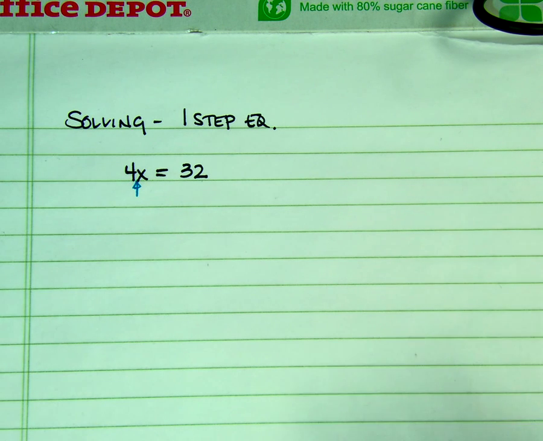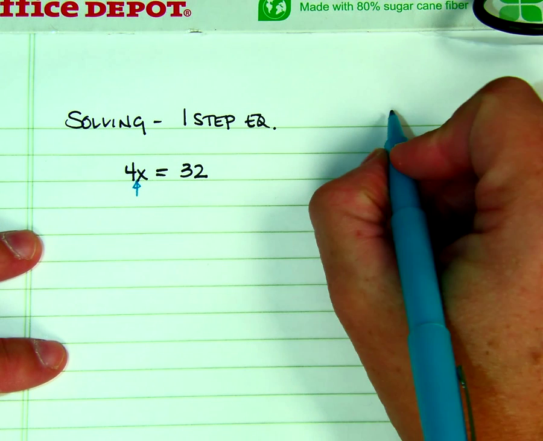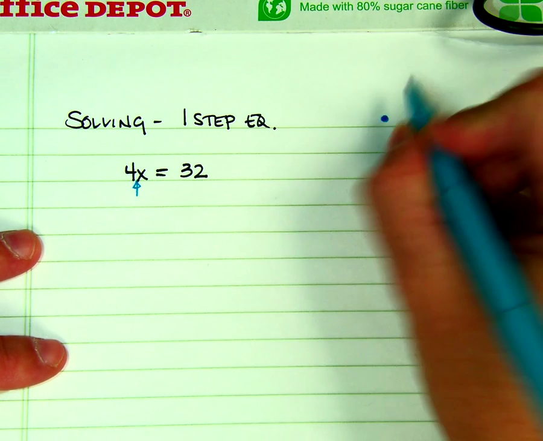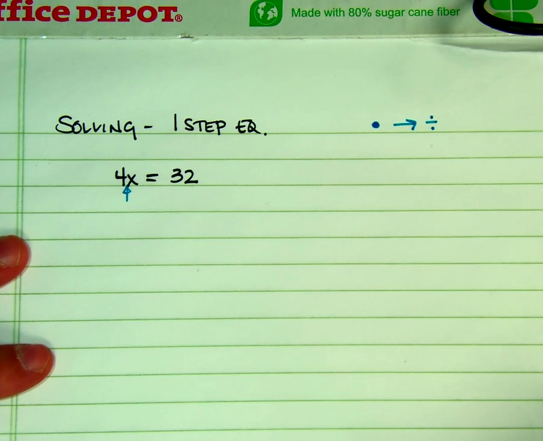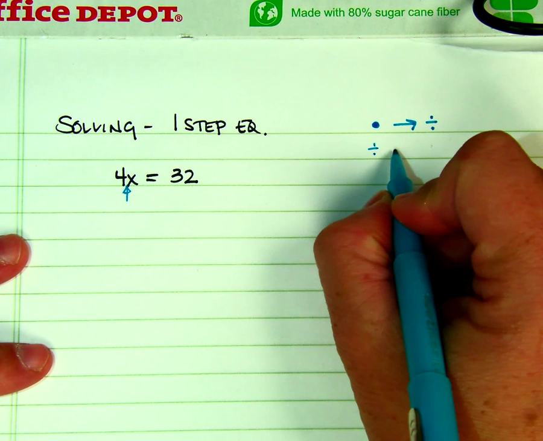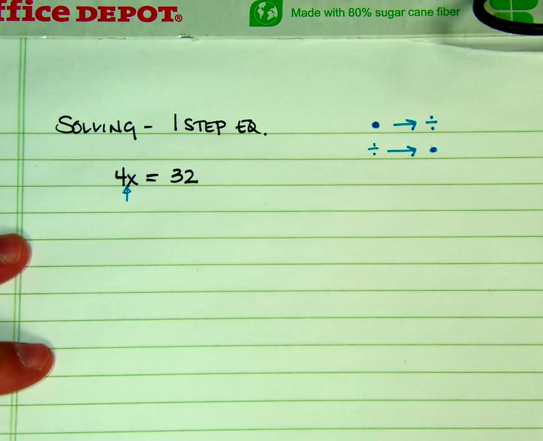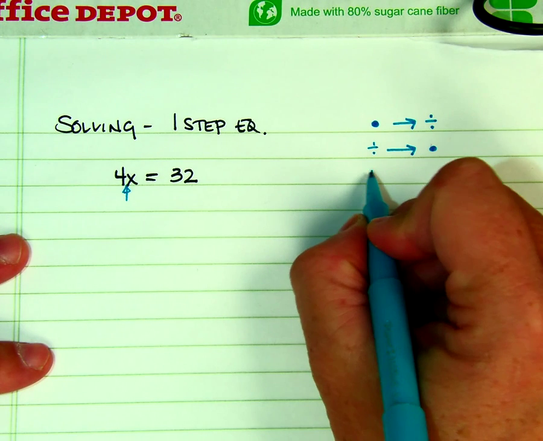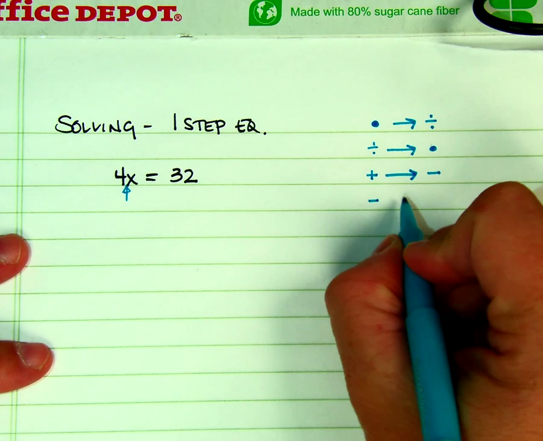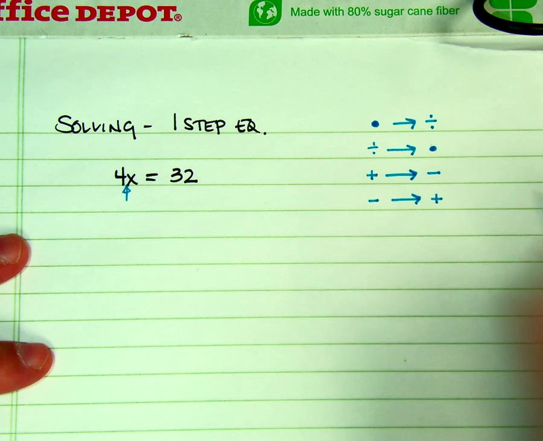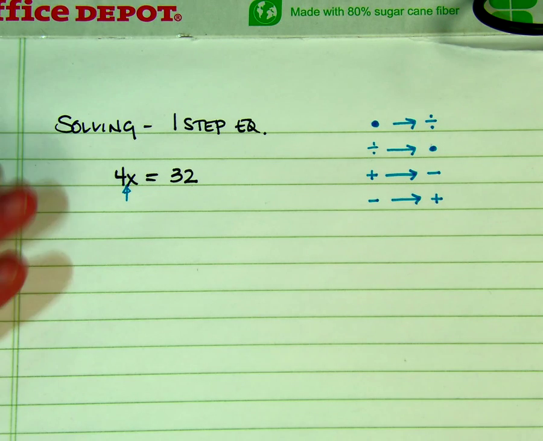When we are solving any equation, you're always thinking about the inverse operation. So what undoes another operation? If we are multiplying, division undoes it. If we are dividing, multiplication undoes it. If we are adding, then the inverse operation is subtracting. And if we are subtracting, then the inverse operation is adding. Okay, so you need to remember that.